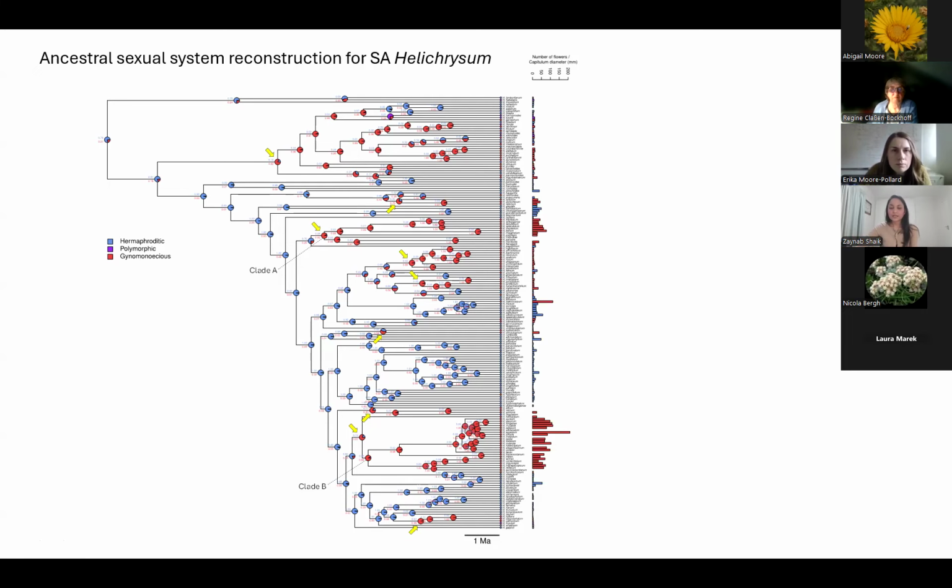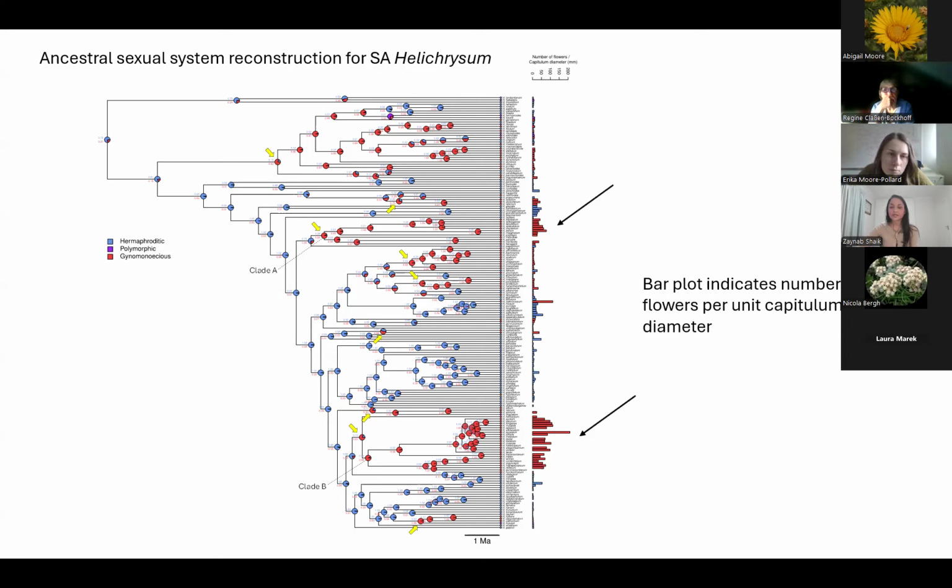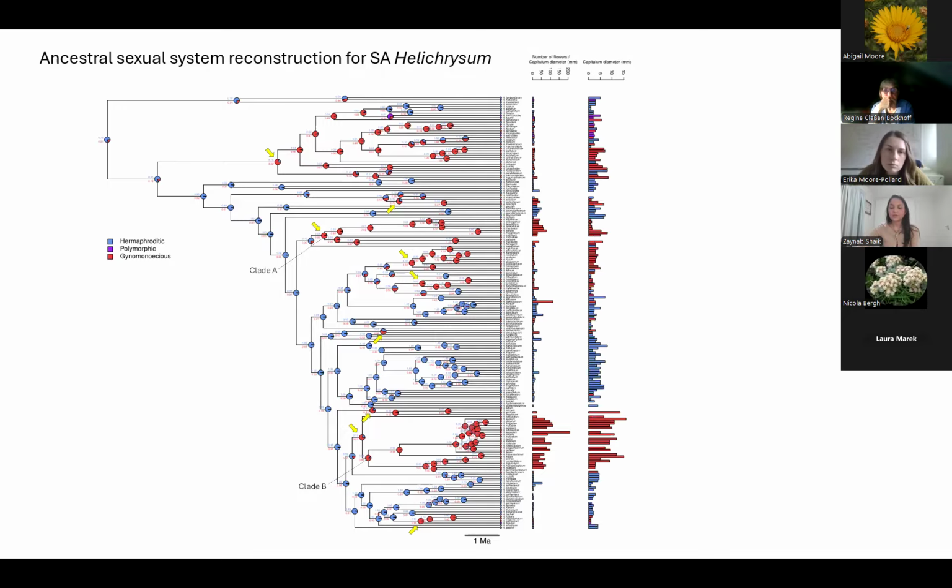Another thing we can look at is the floral packing density. So here we're looking at the number of flowers per unit capitulum diameter. And you can see that there are 2 exclusively gynomonoecious clades that have unusually high flower packing density. And then if we look at capitulum diameter by itself, we again see this clade emerging as having particularly broad receptacles. So these are large-headed gynomonoecious species.